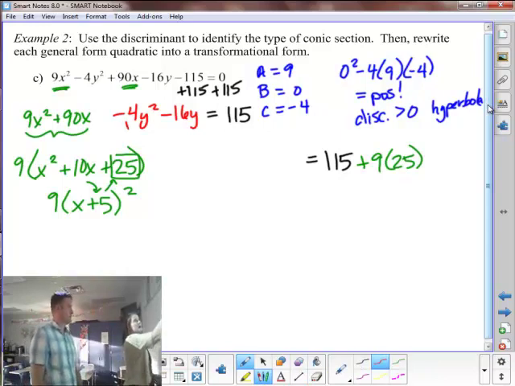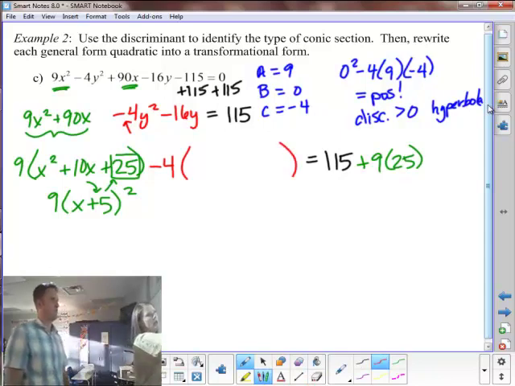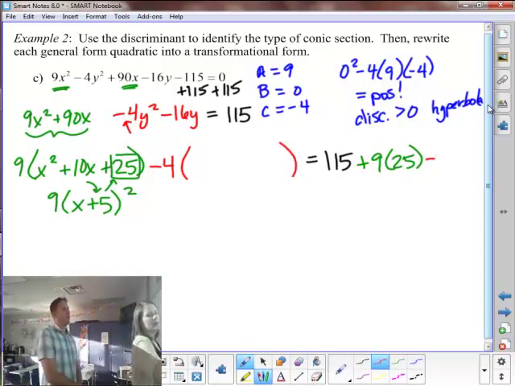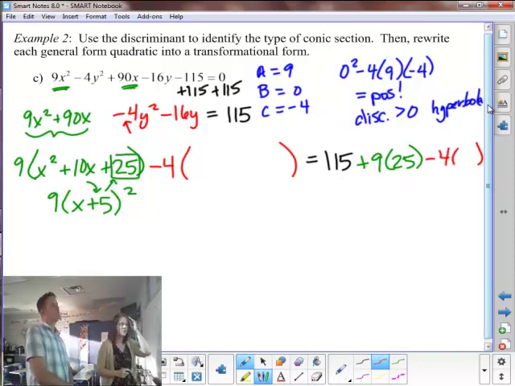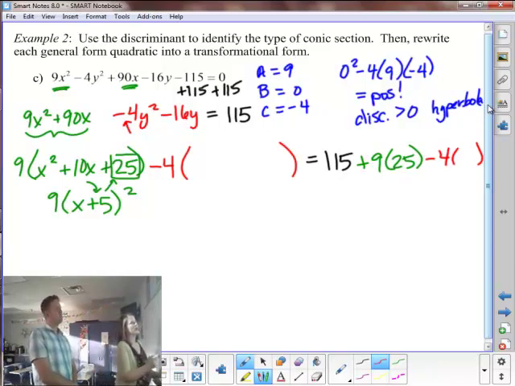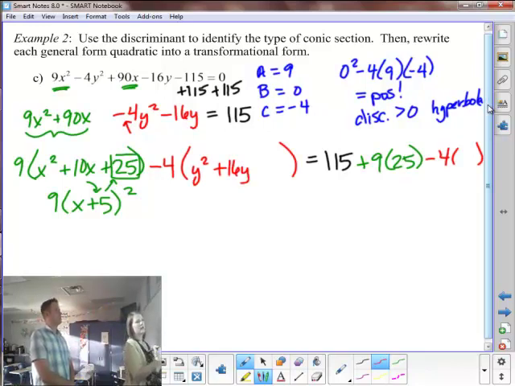Now, this red part gets even trickier. Because this is a negative, I'm going to factor a negative 4 out of something. And I know right away over here on the right-hand side, I'm going to have a negative 4 times something. So just as soon as you factor, fill that number in. I'm going to take out a negative 4. I've got y squared plus 16y. So change the signs. And now I'm ready to complete my square.